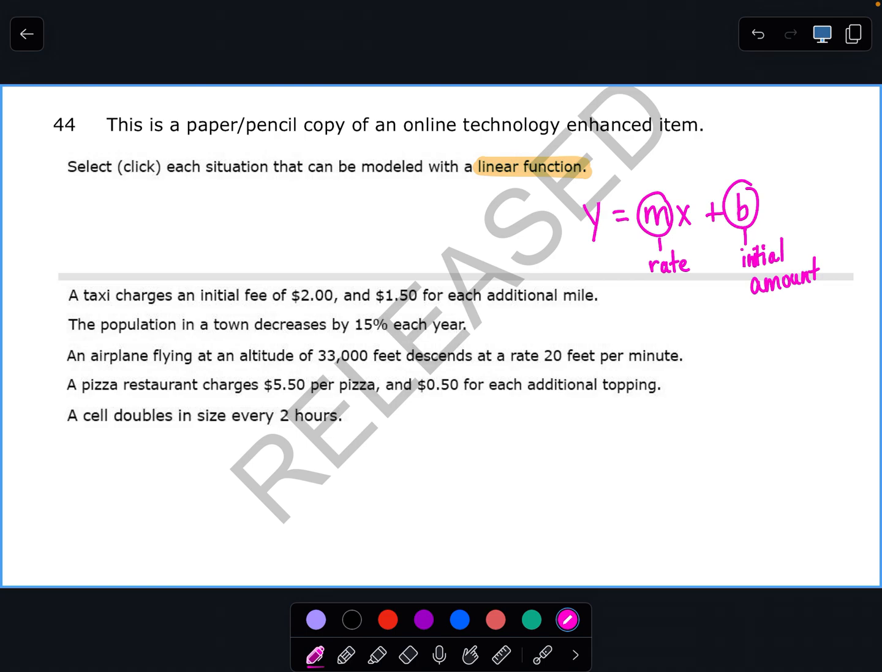The first statement says a taxi charges an initial fee of $2 and $1.50 for each additional mile. So yes, this would work because $2 is your initial fee, keyword initial, and then you're paying $1.50 per mile. So that would be your rate of change. The second one says the population in a town decreases by 15%. Remember, when it decreases by a percent, this is exponential, so this is not linear.